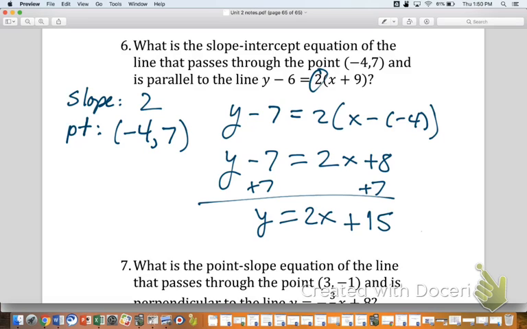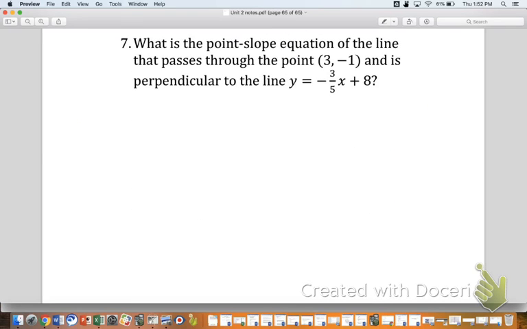Okay, let's tackle our final question then. That is number 7. Number 7 says, what is the point slope equation? So it's a little bit different, of the line that passes through the point 3, -1 and is perpendicular to that line right there. It's my last chance to ask you guys this.